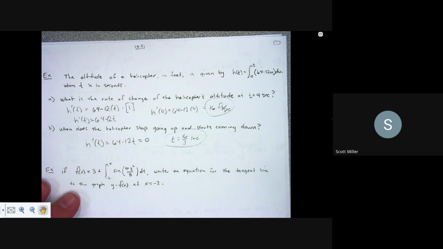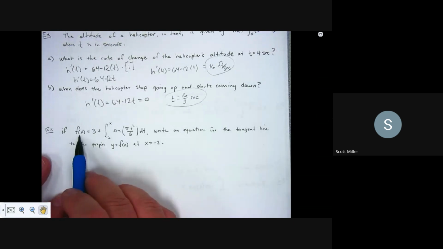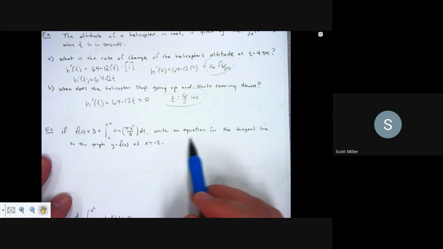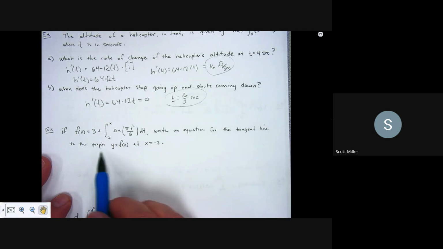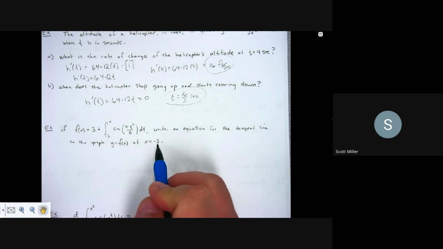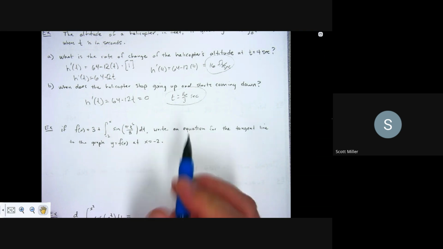Okay, let's look at another example right here. If f is defined as this, write an equation for the tangent line to the graph of f of x at x equals -2. So I need two things here. If I'm going to write an equation of a line, I need a point and I need a slope. The slope would be f prime, and the point has to be the value of the function at -2. So I need to find f of -2.